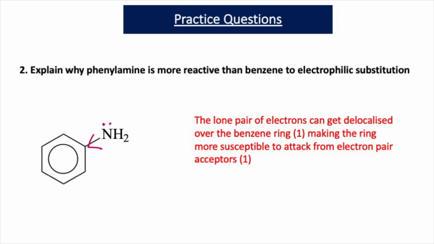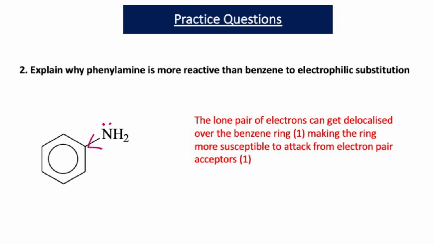So the answer to question 2 is that the lone pair of electrons can get delocalized over the benzene ring, so there's 1 mark for that. So this idea of the electrons on the nitrogen, the lone pair getting pushed into the ring, gets you 1 mark. And then if you said that this would make the ring more electron rich and susceptible to attack from an electron pair acceptor, that would get you the 2nd mark. So there's 2 marks for this question.